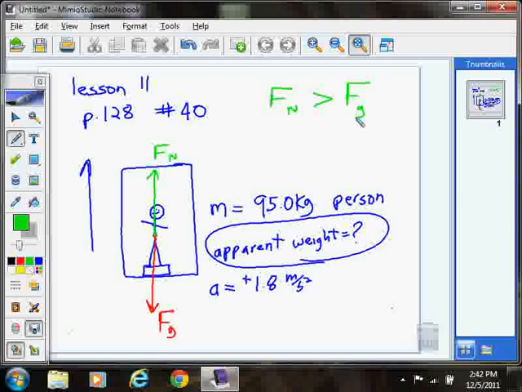Now, keep in mind, when you step on a bathroom scale, what does the bathroom scale actually read? It actually reads what the normal force is. It actually reads how much the bottom of your feet and the scale are being squeezed together. So basically, your apparent weight is always indicated by the bathroom scale, which is always equal to the normal force.